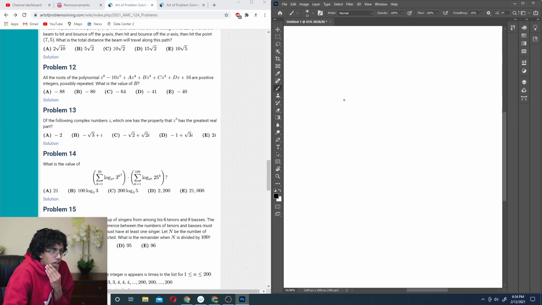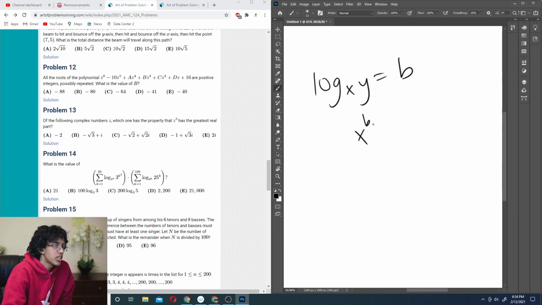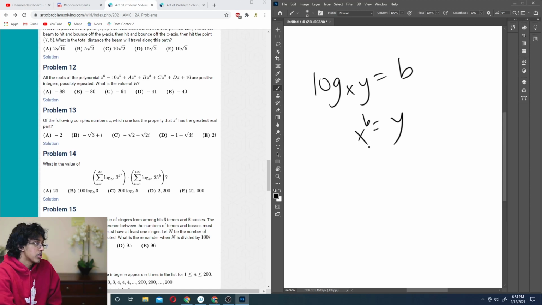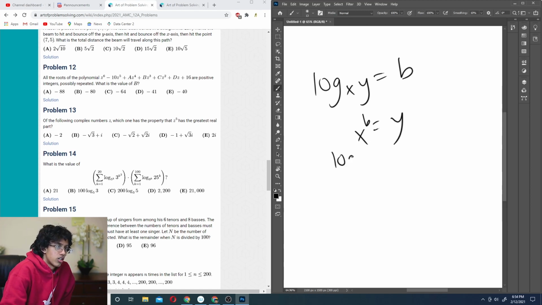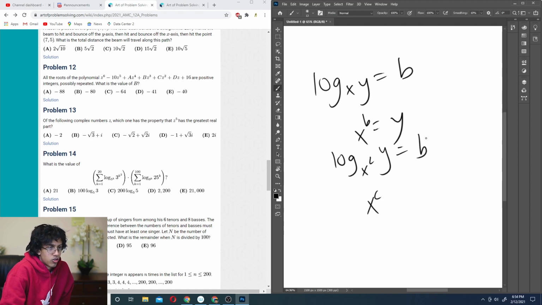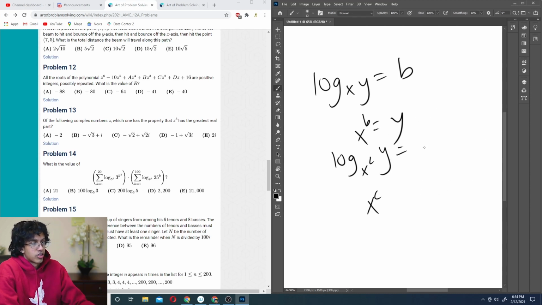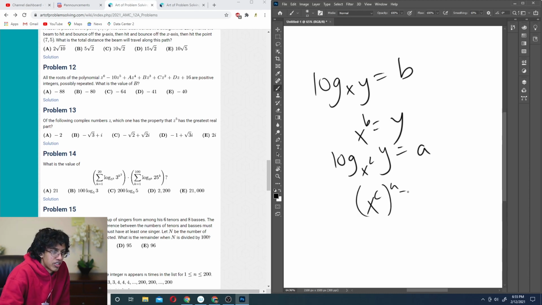Okay, so think about it this way, right? If you take log base x of y, this essentially is equal to b. You're essentially saying x to the b is equal to y, right? Then if you take a log base x to the c of y is equal to a, then you're saying x to the c to the a is equal to y, right?